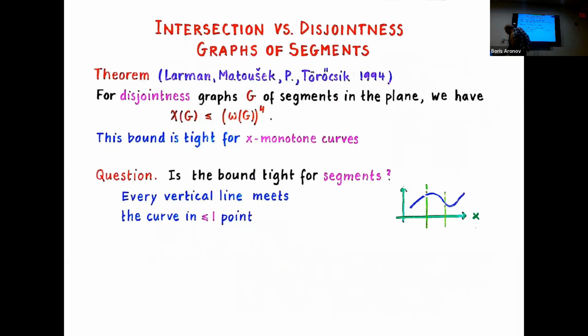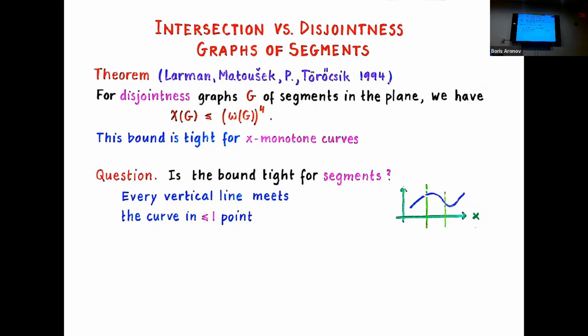So here, let me show you one example where we compare intersection graphs and disjointness graphs. In 1994, we proved that if you look at disjointness graphs of segments in the plane, then they are chi-bounded.